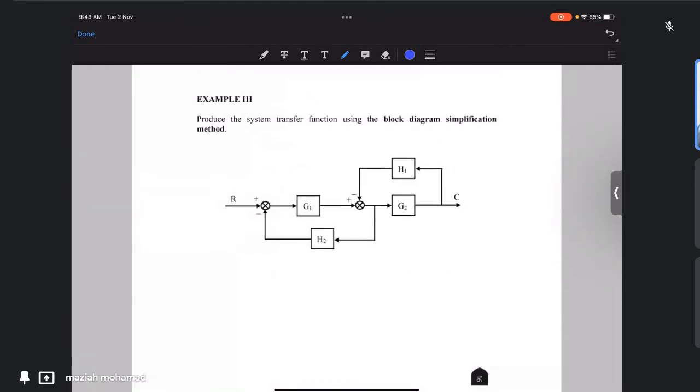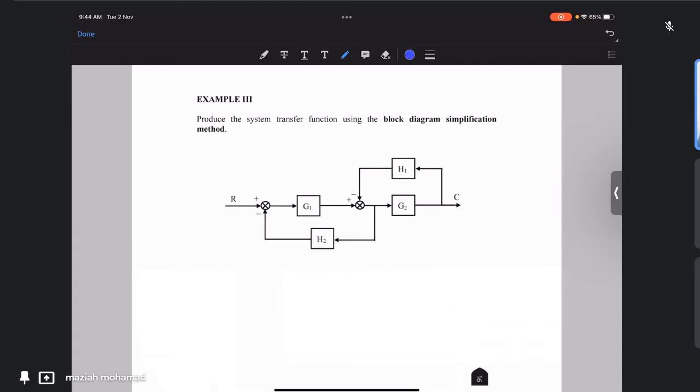So example number 2 just now is just to show you how to use the equation of the feedback parallel block. Later on you will see you're going to use that equation in most of the steps when you manipulate and simplify the block diagram, because eventually it will become a feedback loop.